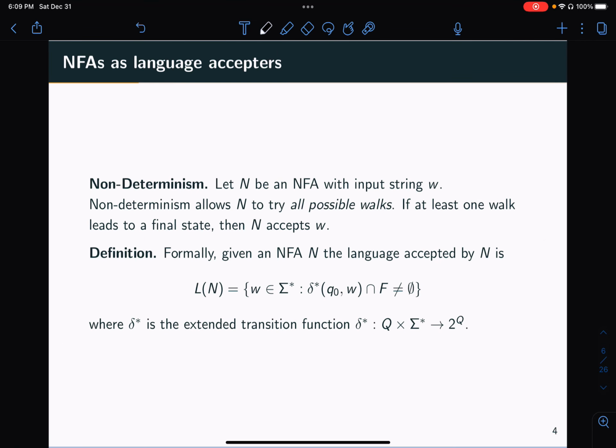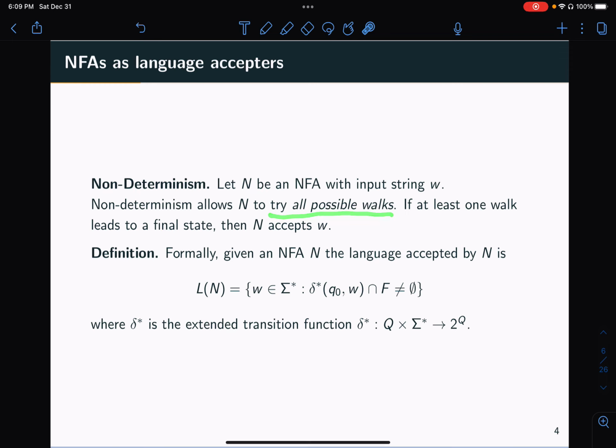So, like a DFA, an NFA is a language acceptor. So it accepts strings, and the only difference now is that it has non-determinism on its side. And so non-determinism allows the NFA to try all possible walks, right? And so if any of these walks lead to a final state, then the NFA accepts the input string. Otherwise, N rejects W, okay?